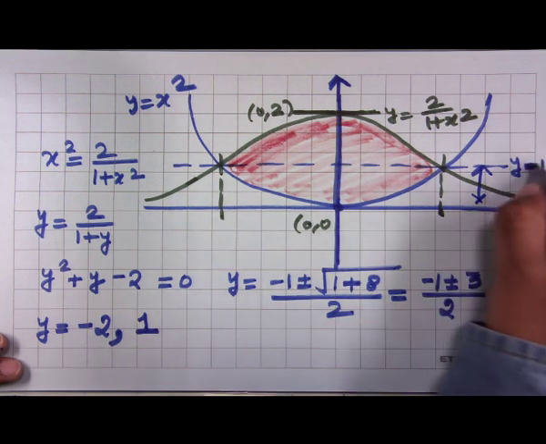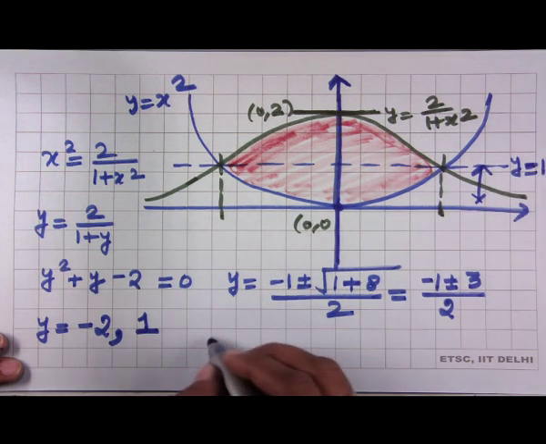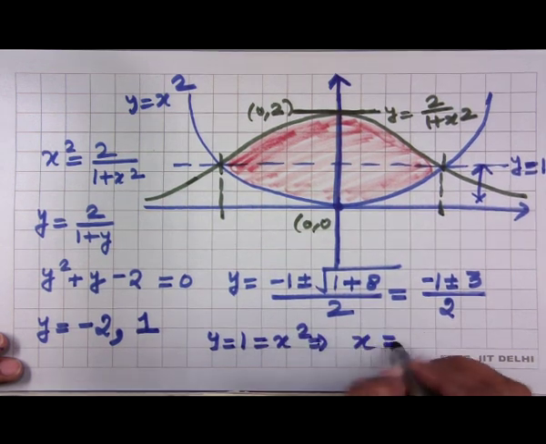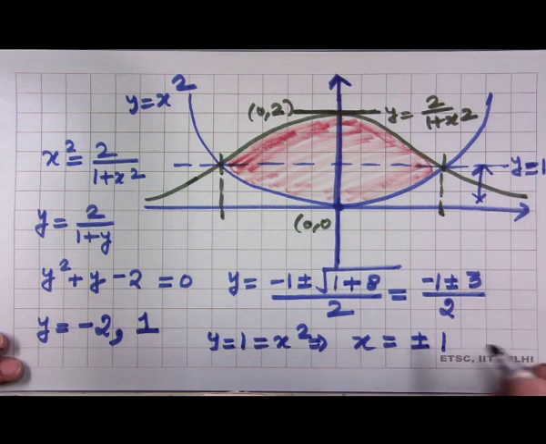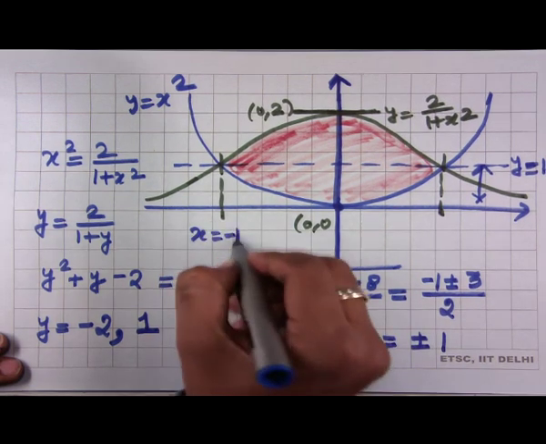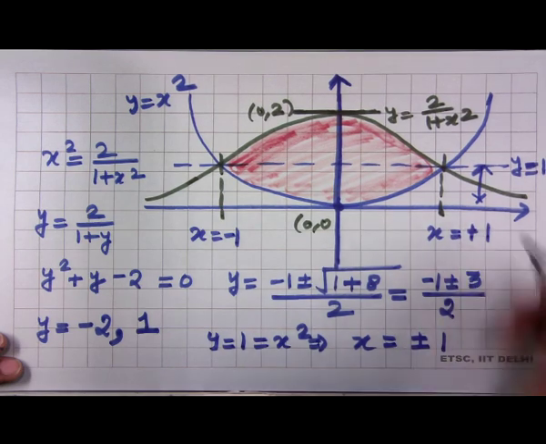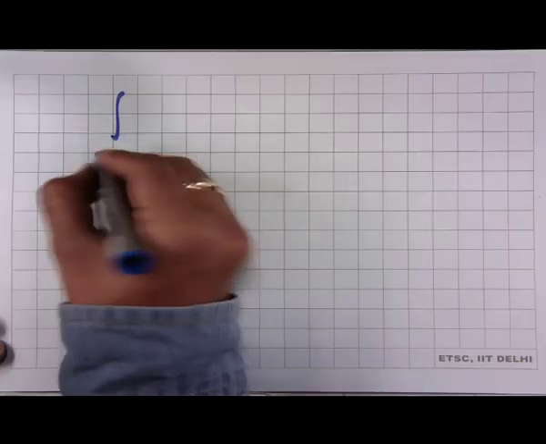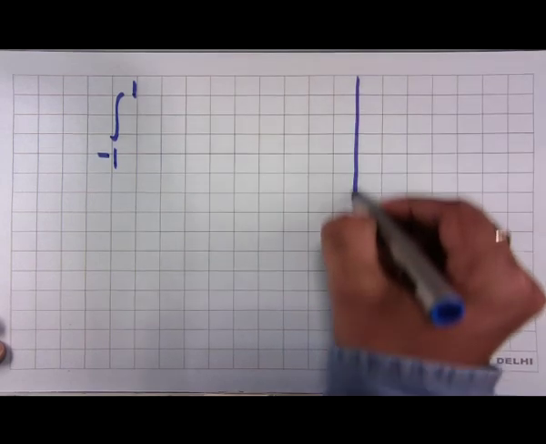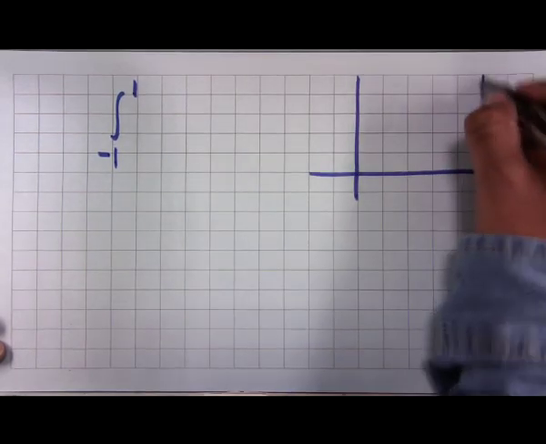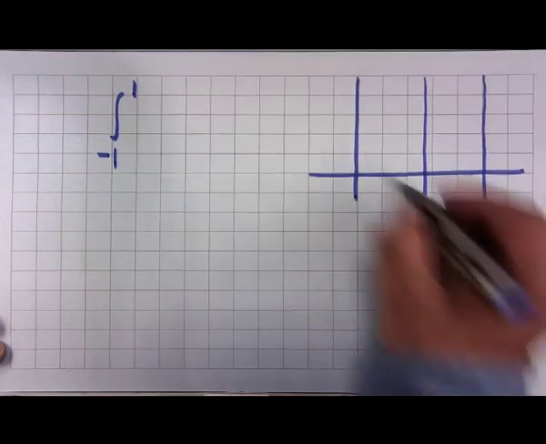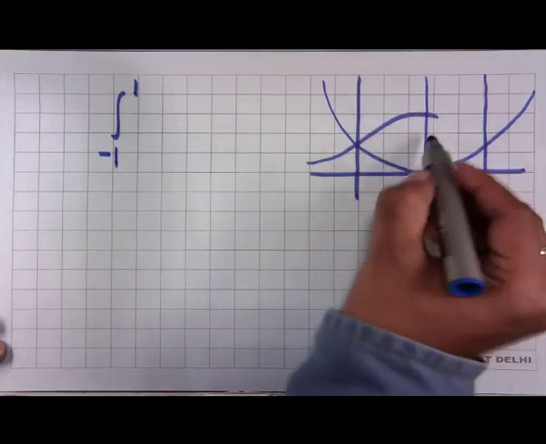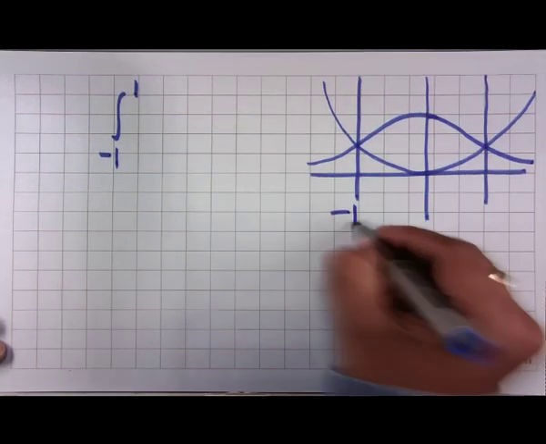So, corresponding values of x: if you put y equals to 1, the corresponding values of x are x equals to plus minus 1. So, this is your x equals to minus 1 and this is your x equals to plus 1. So, your area will be from minus 1 to 1. Let me draw it again, because otherwise how to tell you the limits. So, you have the situation, this is your one curve, the other curve is this, and this is minus 1, this is plus 1.